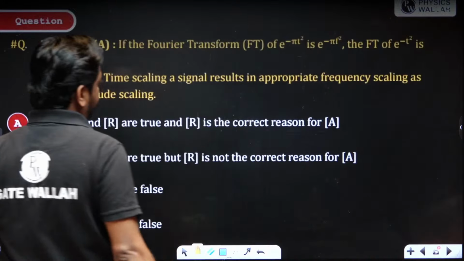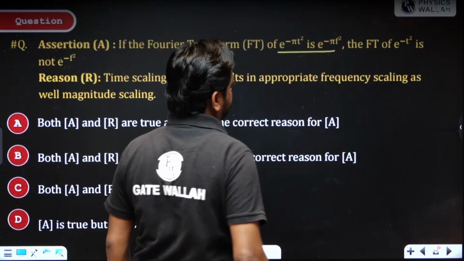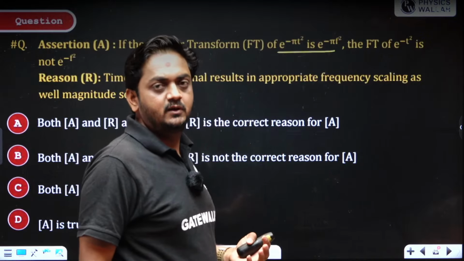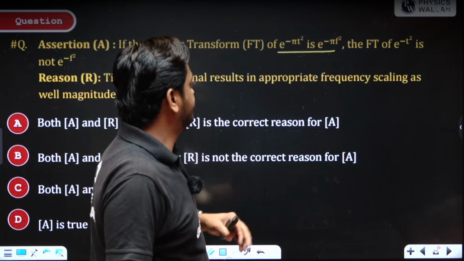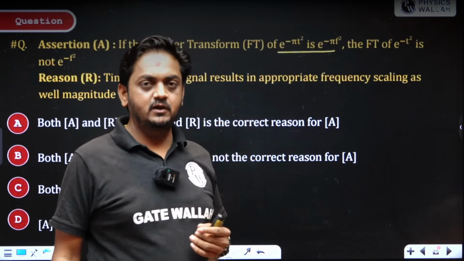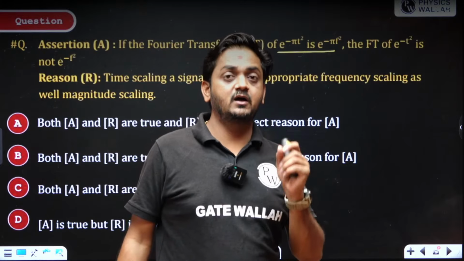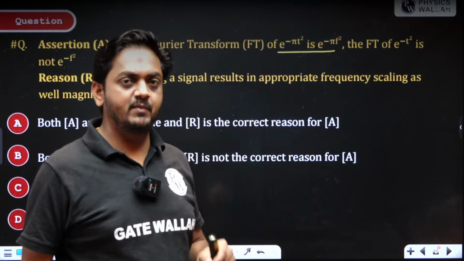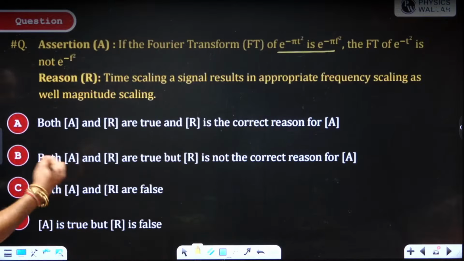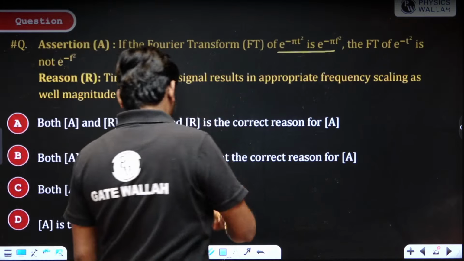Now see here, e power minus pi t square, e power minus f square, this is true, guys, Gaussian function. But if you remove pi, that means time scaling, guys. t becomes t by root pi. Here you are replacing t with root pi. Because of the time scaling, not only is there a change in the frequency, but there is a change in the magnitude also, guys. So you cannot say the Fourier transform of e power minus t square equals e power minus f square. Logically, this is a correct statement actually.